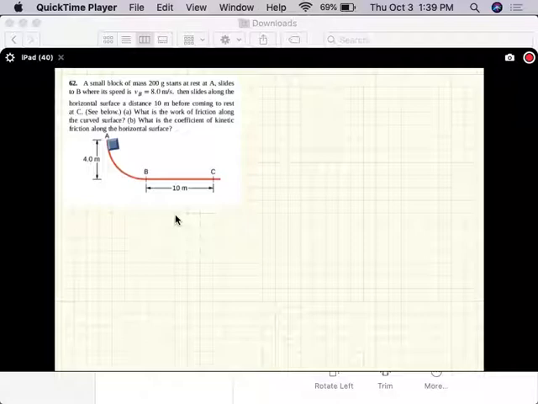So here, along the curved surface, we will not be able to calculate the coefficient of friction. All we can do is calculate the work done by the friction force. Here we can calculate the coefficient of friction because we know the normal force. Here the normal force is changing on the curve, so that's why we won't be able to calculate that.